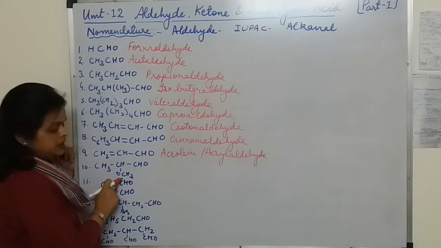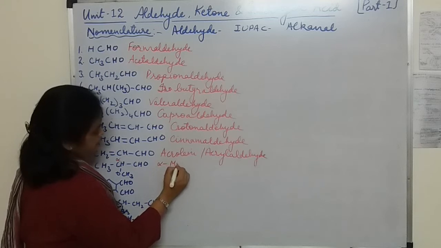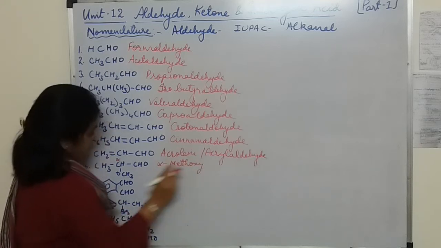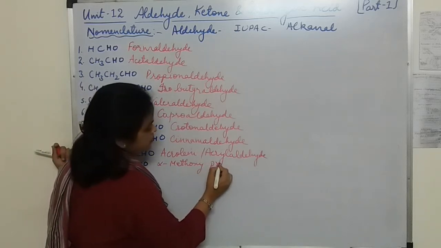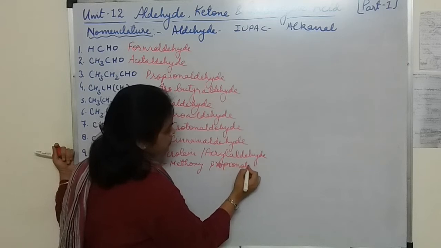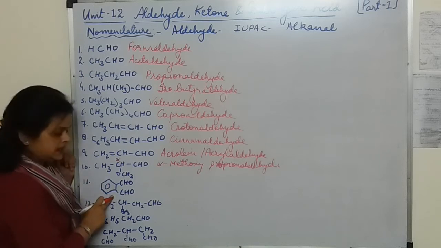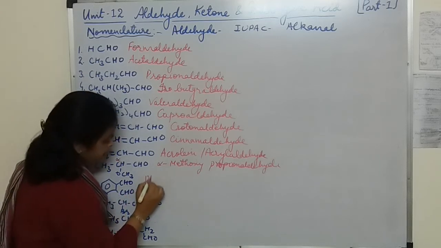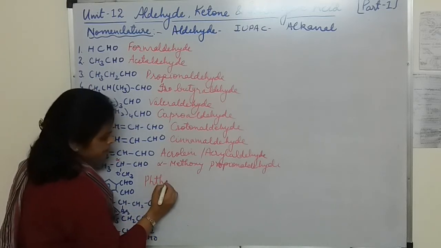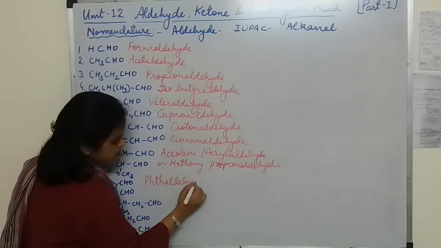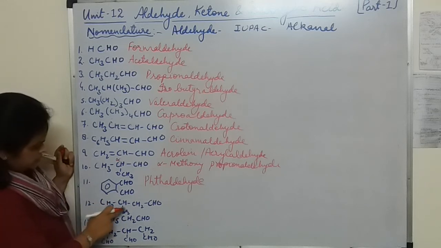Okay, now this is a methoxy group and it is present at the alpha carbon. So what will you write? Alpha-methoxy, then 3-carbon, so it will be propionaldehyde. Okay, now this was phthalic acid, now it will be phthalaldehyde. PHTHAL. Phthalic, phthalaldehyde. Okay.